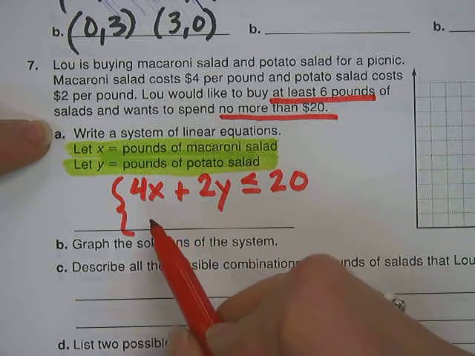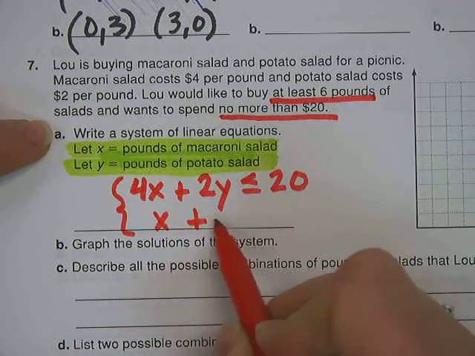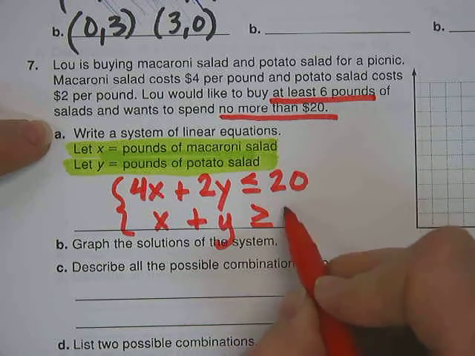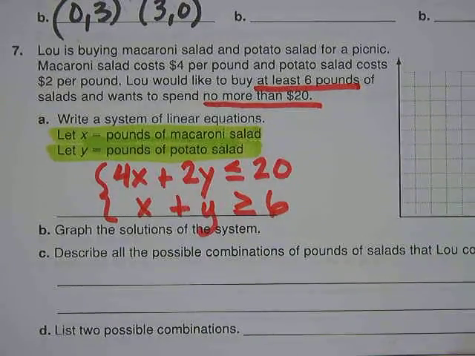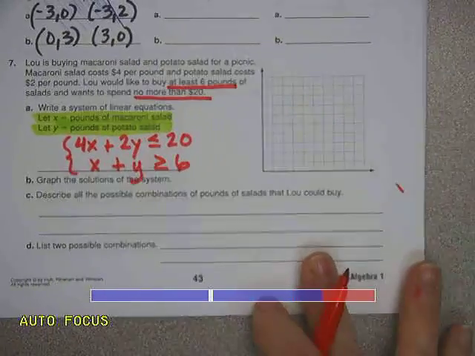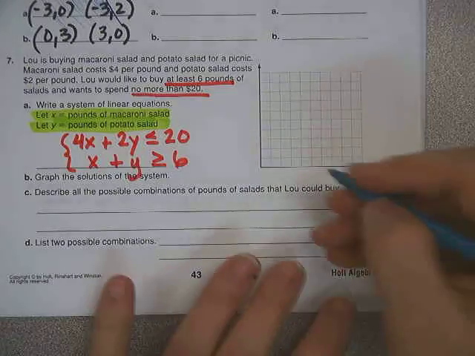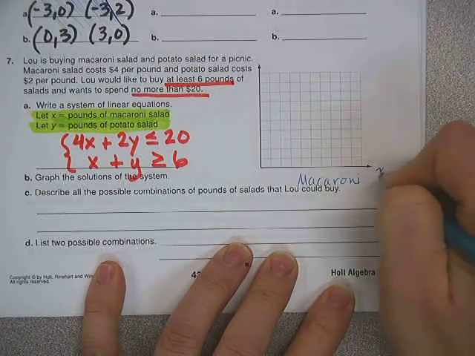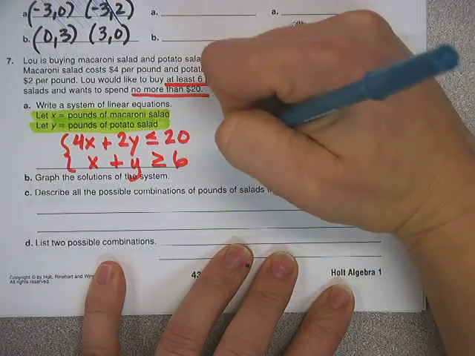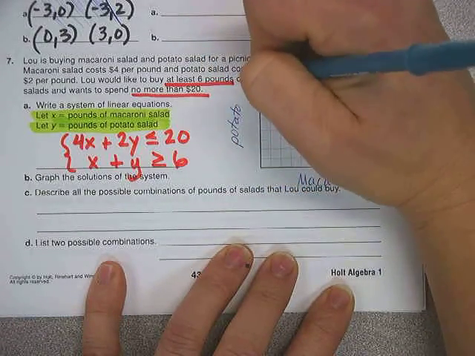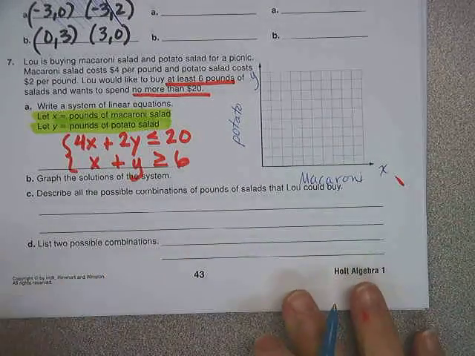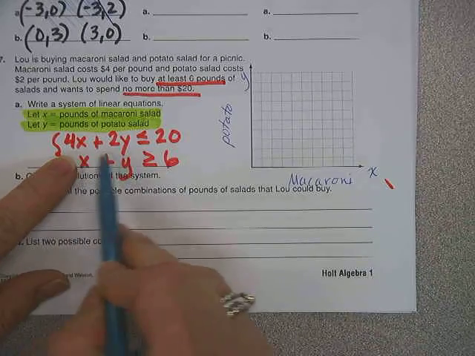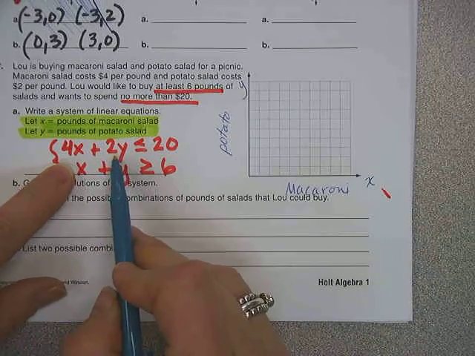And Lou would like to buy at least 6 pounds of salads. So this is our quantity. We want our pounds of macaroni plus our pounds of potato to be at least 6. So it could be greater than or equal to 6. So right away over here on your graph, you want to label your x-axis as macaroni, your y-axis as potato salad. You want to get that down, and you want to start graphing those.